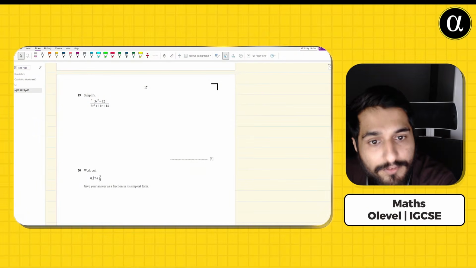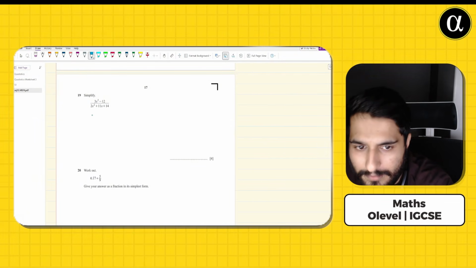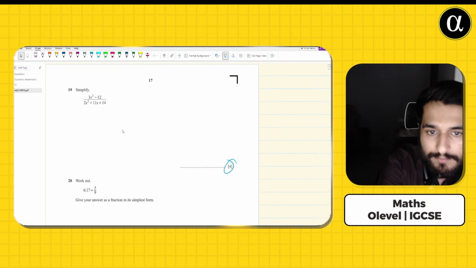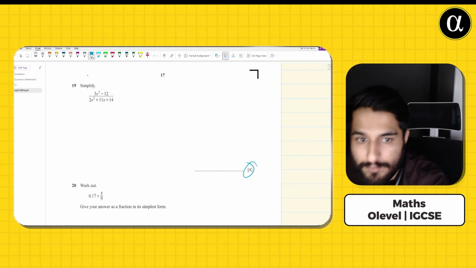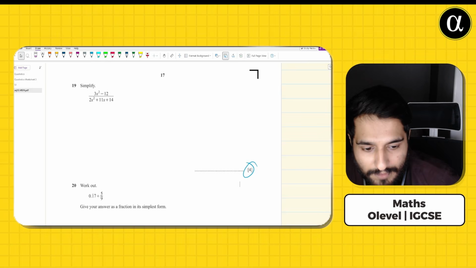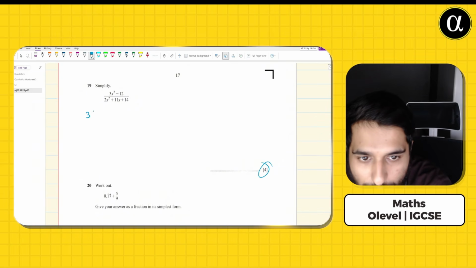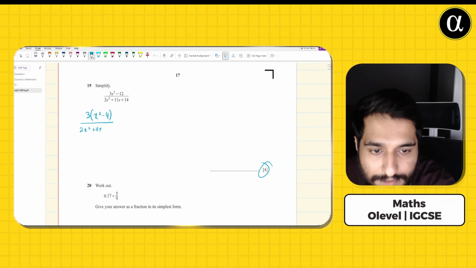Question number 19 is of simplification, and as per this question, we're supposed to simplify this fraction. Now, how are we going to simplify this? Let's see, this is for 4 marks. For this question, we know that there is a term in the numerator and another term in the denominator. So we'll be solving both of these separately. If we take 3 as common from the numerator, we'll be left with x squared minus 4, divided by 2x squared plus 11x plus 14.